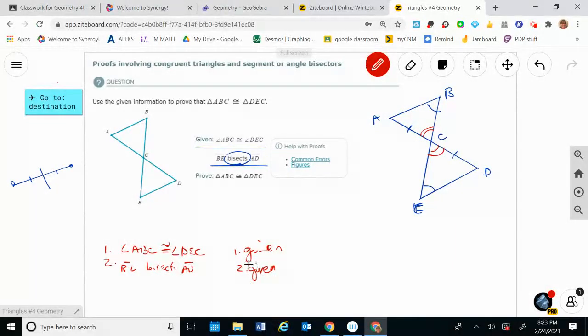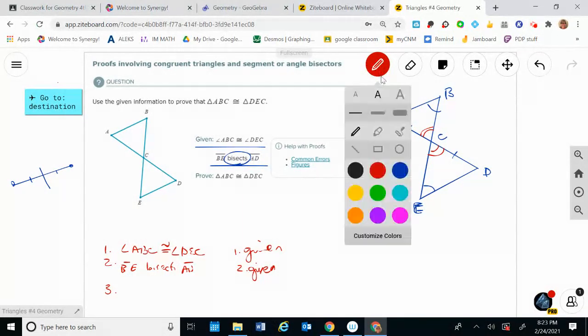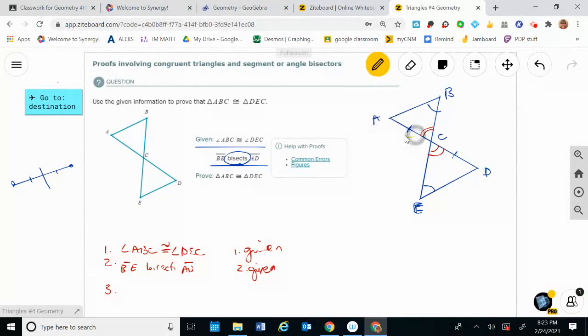Now, what they haven't given you, and you do have to state, is what happens because of what I did. You remember that I actually wrote these marks down? I created these marks because I said bisects means cut in half. I have to actually state this. For number 3, you're going to have to put AC is congruent to DC.